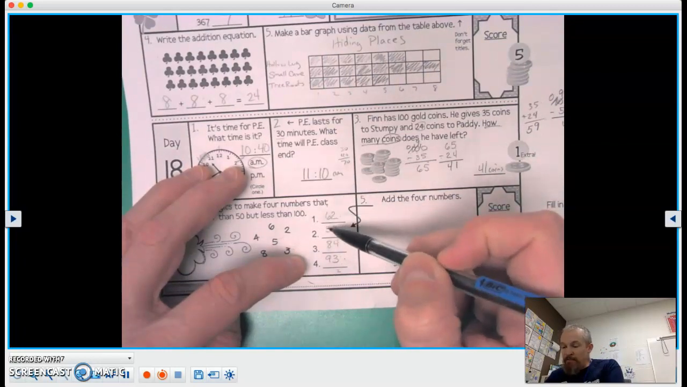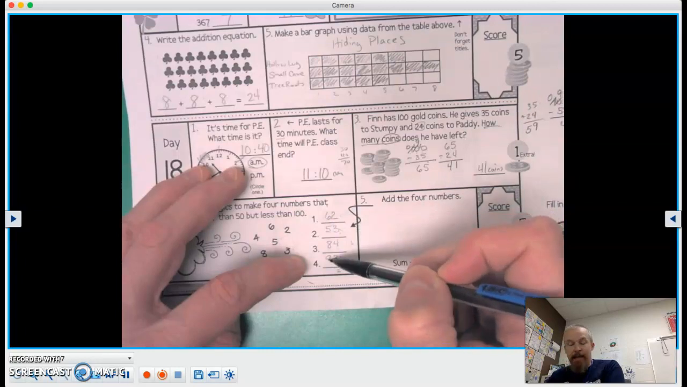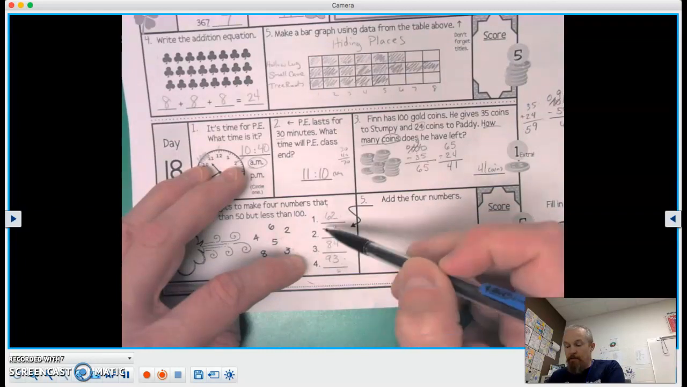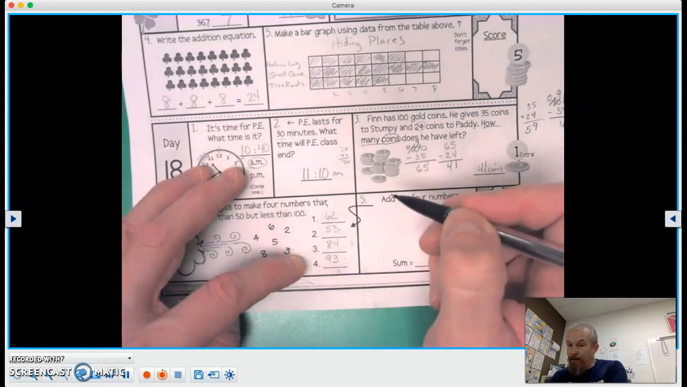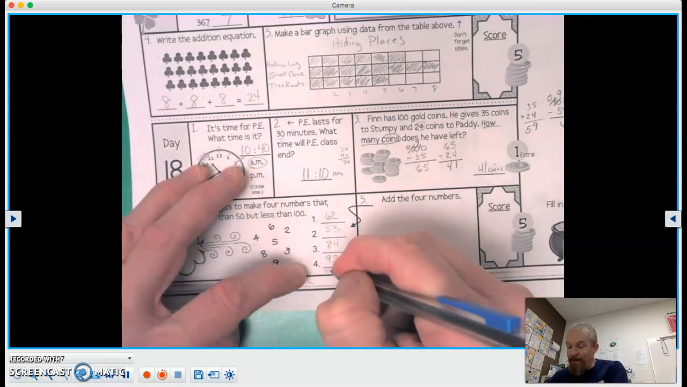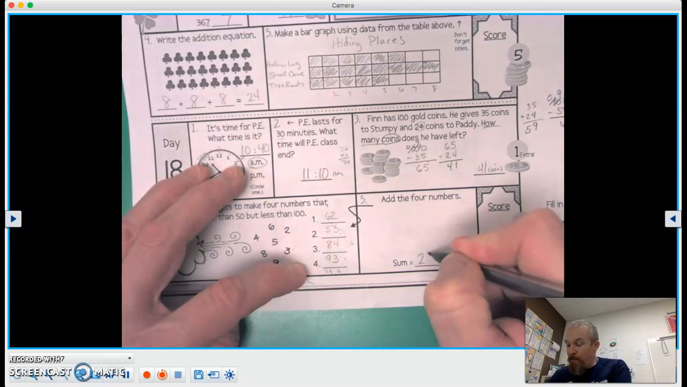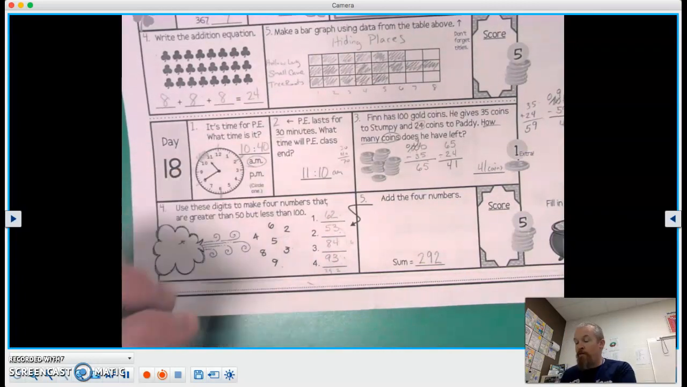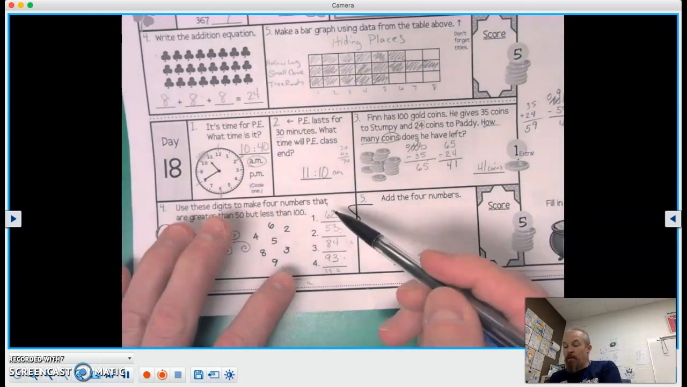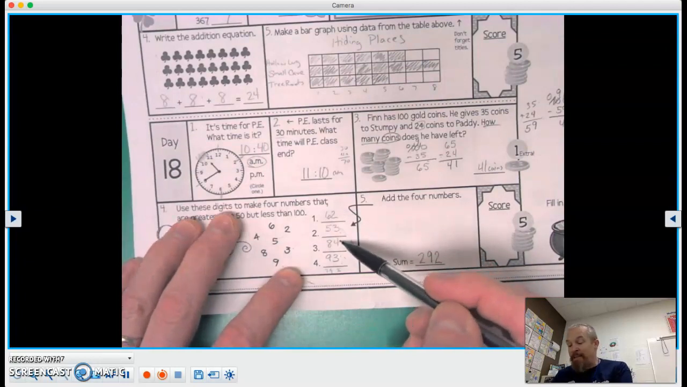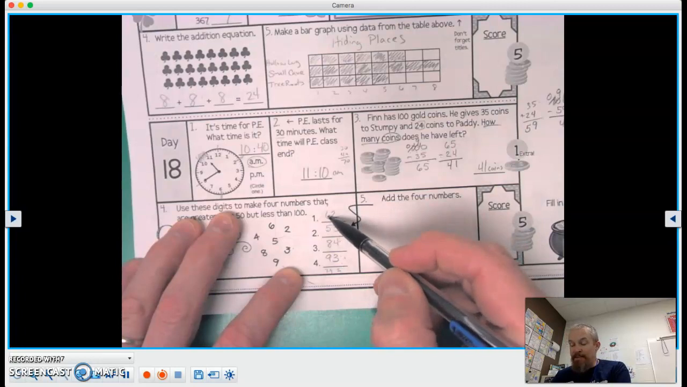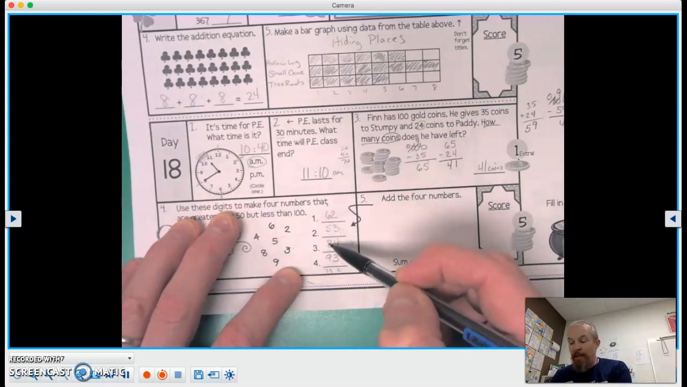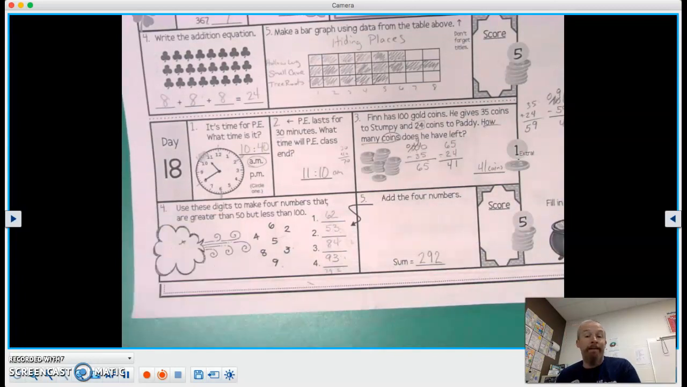Now let's see here. I have 6 plus 5 is 11 and 9 more is 20. Plus the 8 is 28. And don't forget my 1 up there, 29. So my sum for those four numbers is 292. Again, 2 plus 3 is 5, 4 more is 9, and 3 more is 12. 1 plus 6 is 7, and 5 is 12, and 8 is 20, and 9 is 29.